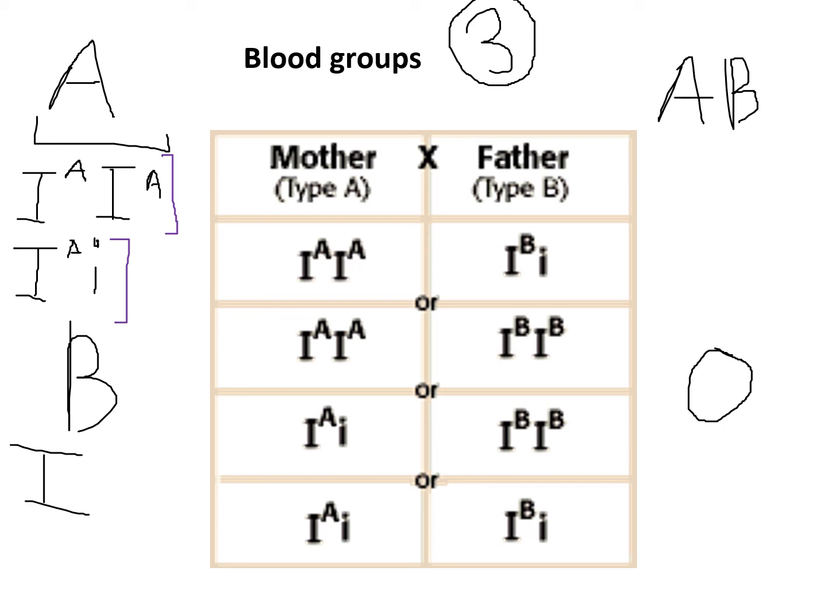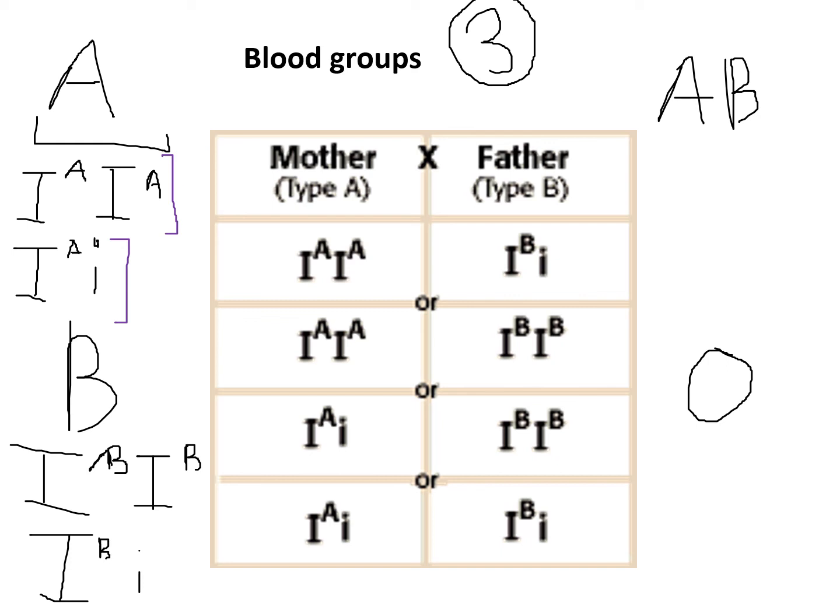The same can apply to blood type B. We can have it as a homozygous dominant condition, or we can have it as a heterozygous condition.